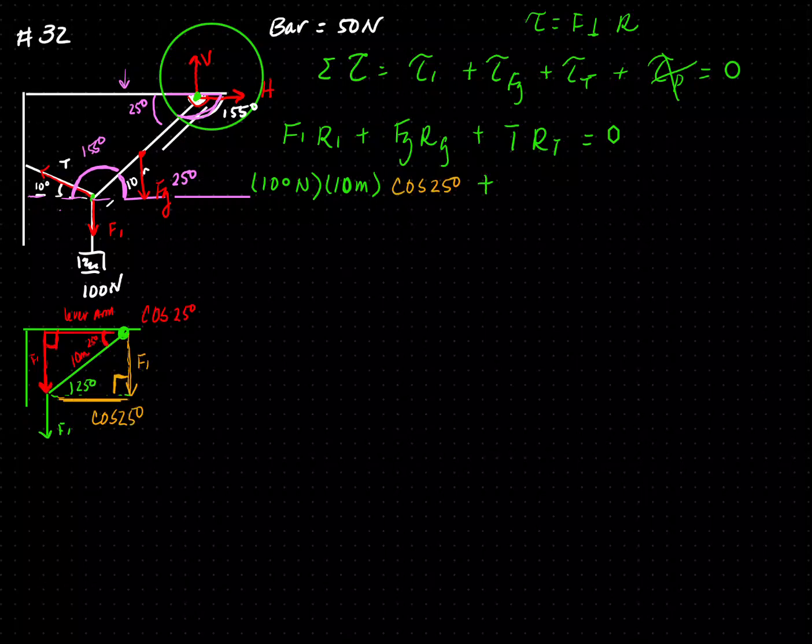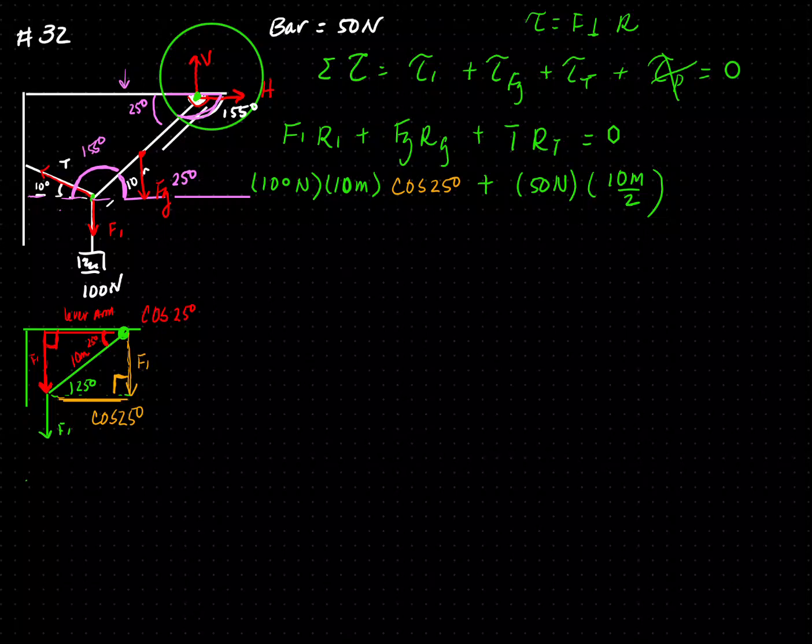Now I'm going to plug in for my weight. My weight is given as 15 newtons. My radius, or my distance from the pivot point, is going to be 10 meters divided by 2 because the weight is at the middle of the bar because it's uniformly distributed. My weight is not perpendicular to my lever arm, so I need to determine if it's cosine or sine.